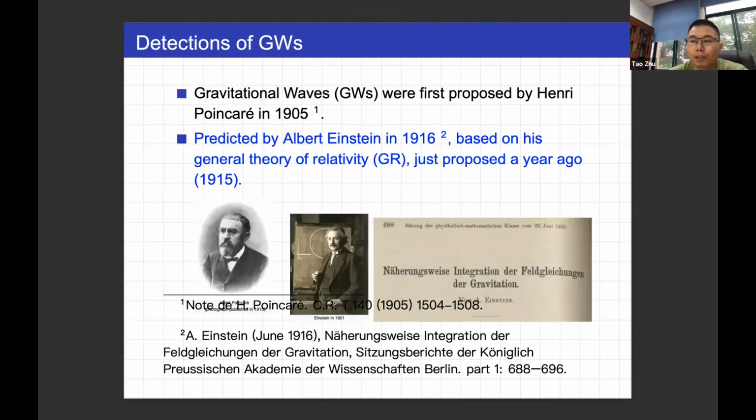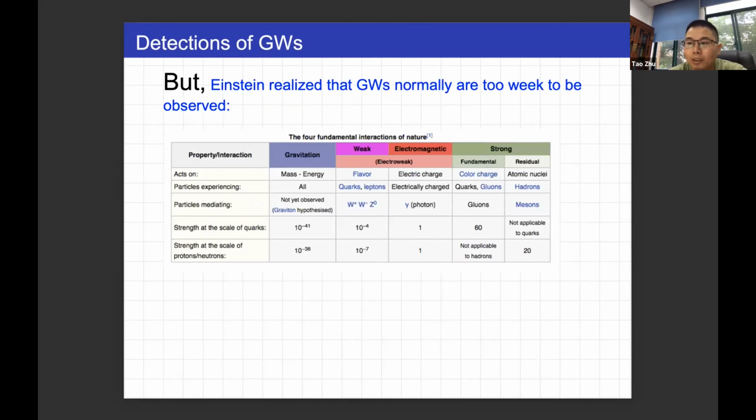The gravitational wave is a prediction of general relativity. It was first proposed by Poincaré in 1905. About 10 years later, in 1916, Albert Einstein predicted gravitational waves based on his general relativity. In that era, however, gravitational waves were normally too weak to be observed.